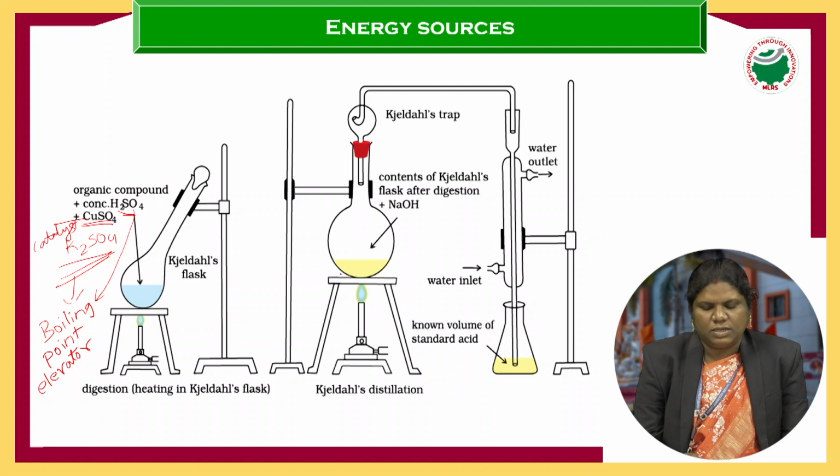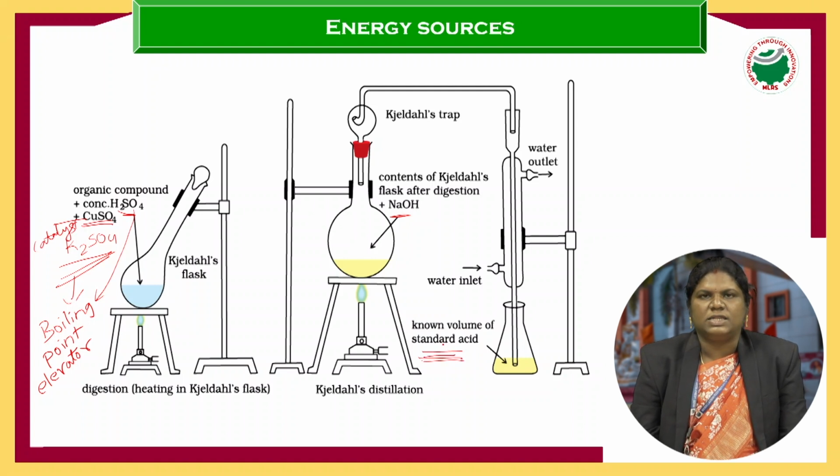Afterwards, this clear solution is transferred into another flask in which it is treated with the NaOH solution. Here, after treating this clear solution with NaOH solution, the ammonium sulfate in this clear solution will be converted into the ammonia gas, which will be collected into a known volume of the standard acid solution. After that, the ammonia will be neutralized with the acid. Ammonia plus acid.